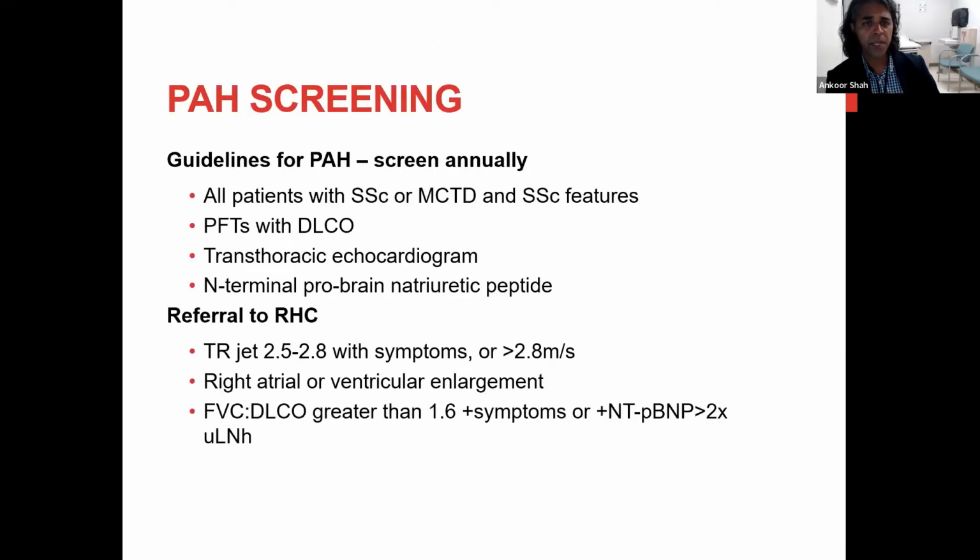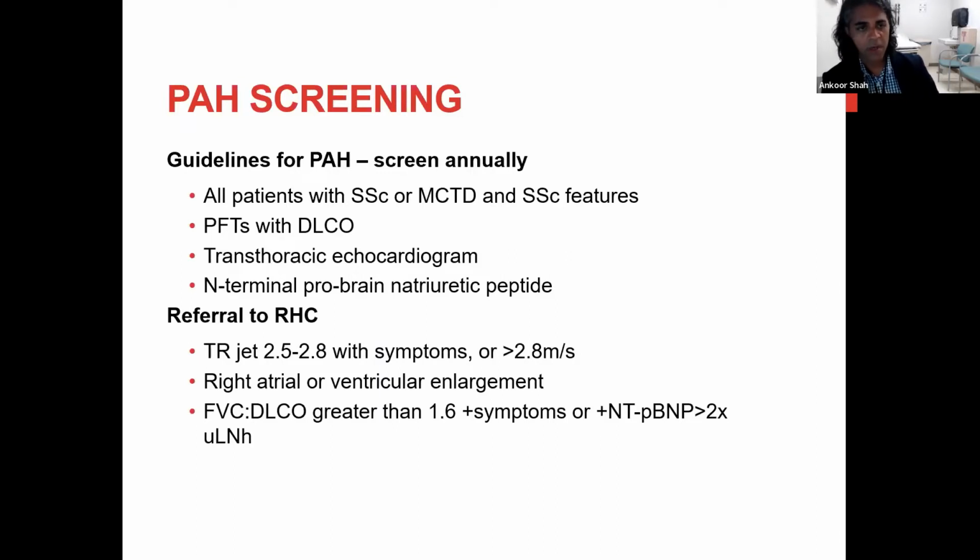For pulmonary artery hypertension, similarly to interstitial lung disease, there are no clear data guiding the screening. However, most of us that see a number of patients will screen annually with an echo. I do this for all patients with scleroderma or mixed connective tissue disease with scleroderma features. I will get a PFT with DLCO as mentioned for the ILD. I will get a TTE as well as a BMP yearly to look for signs of cardiac involvement.